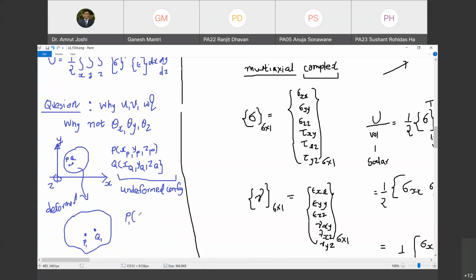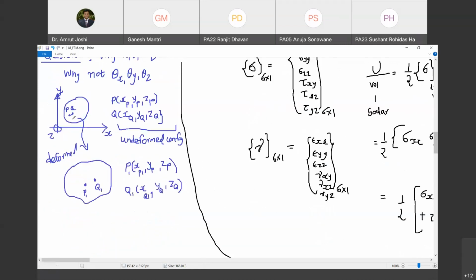What are the coordinates of P1? Let us say the Y and Z coordinates of P remain the same, and only the X coordinate changes. I will therefore call it XP1. Similarly for Q, its Y and Z coordinates remain unaltered in this imaginary situation, and only the X coordinate changes to Q1.